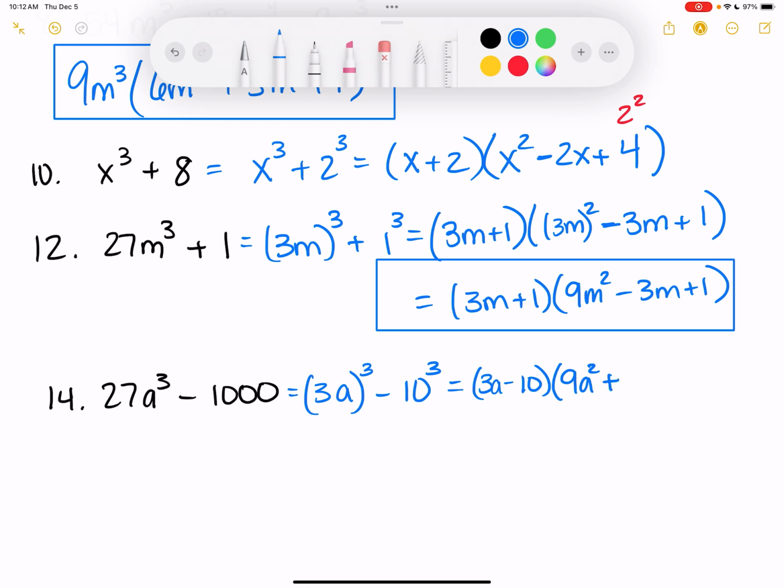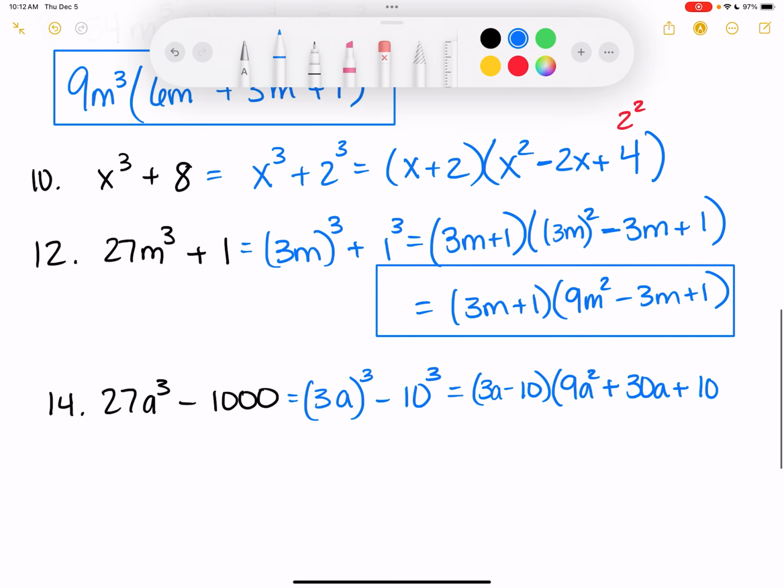What is the middle term going to be? 30a. Yep, 30a, so it's the first term times the second term. And then what about the sign in the final number? Positive, always positive, and what's the last number? 100. Yep, it's 10 squared would be 100, and so that is it factored.